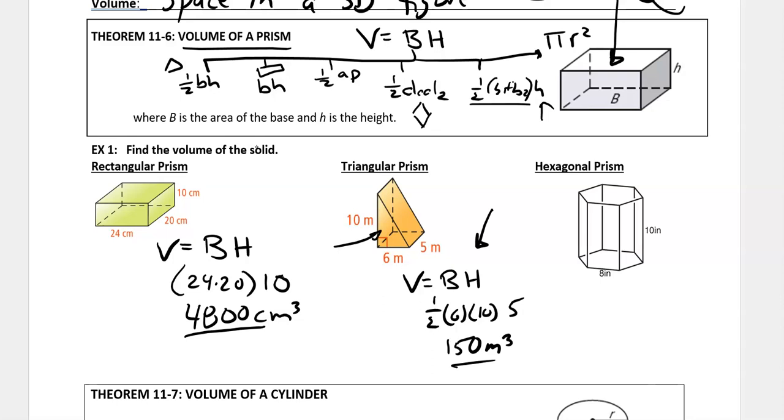Make sure you know bottom is not always base, up and down is not always height. Make sure you know there's a difference between little h and big H, a difference between little b and big B. Big B is area of the base. Big H is height of the whole figure. Little b is the base of the base. Little h is height of the base.